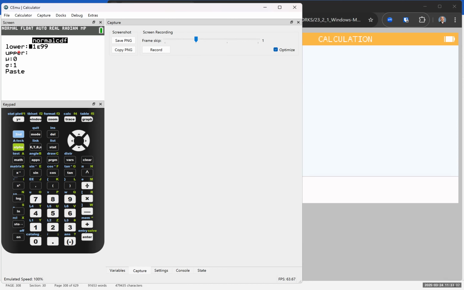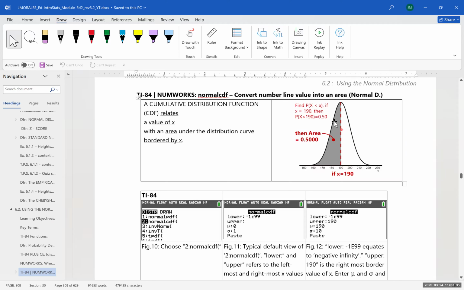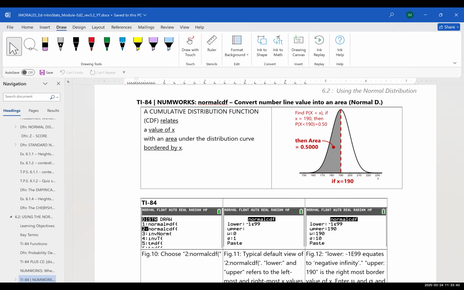So let's look back at our notes here. If we wanted to describe this area, how would we describe it? Well, we would describe this area as having an upper bound of 190. And because the area goes on to infinity in a negative direction, we need to put a lower bound of negative infinity. So this area is defined by the upper bound of 190 and a lower bound of negative infinity. And that's what we need to actually put into the Texas Instruments calculator.